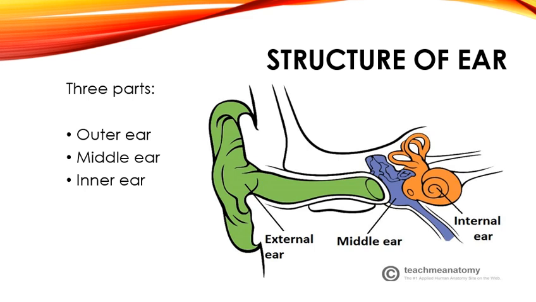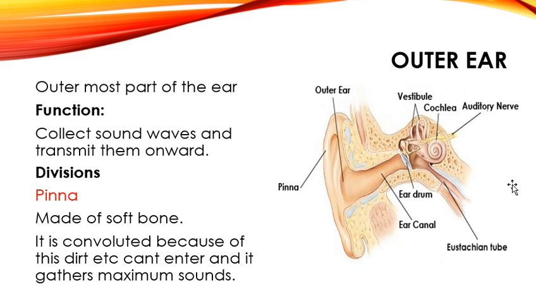The ear is basically divided into three basic parts: the outer ear, the middle ear, and the inner ear. The external part of the ear is the outer ear. This is the middle part, the middle ear, and the inner ear. So let's discuss these parts in detail.